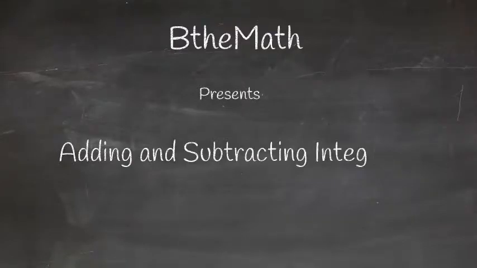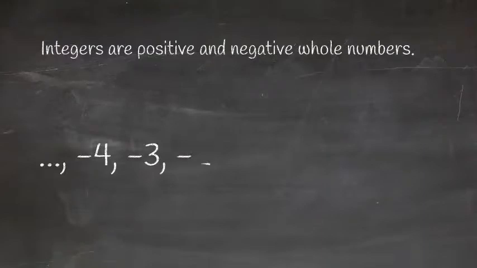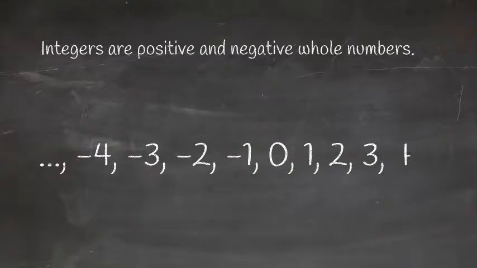Adding and subtracting integers. Integers are positive and negative whole numbers. Examples: -4, -3, -2, 2, 3, and 4.